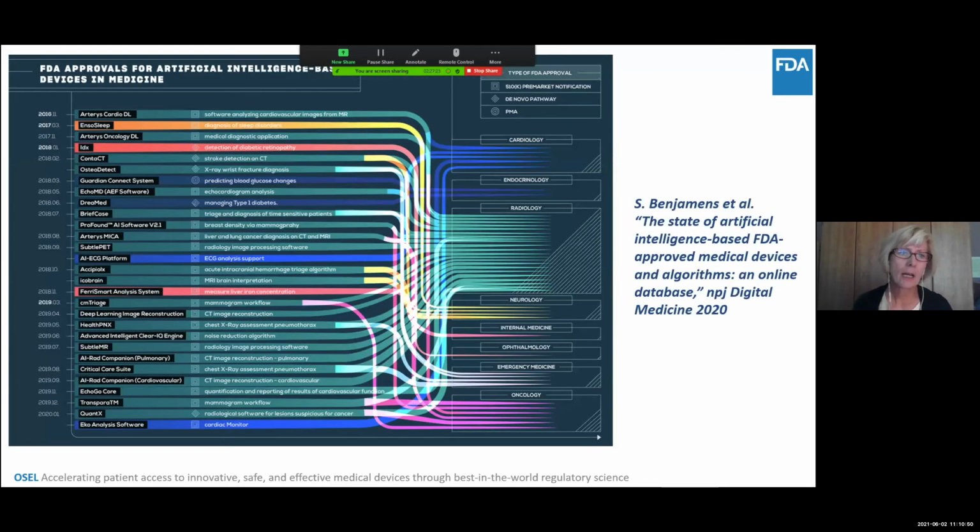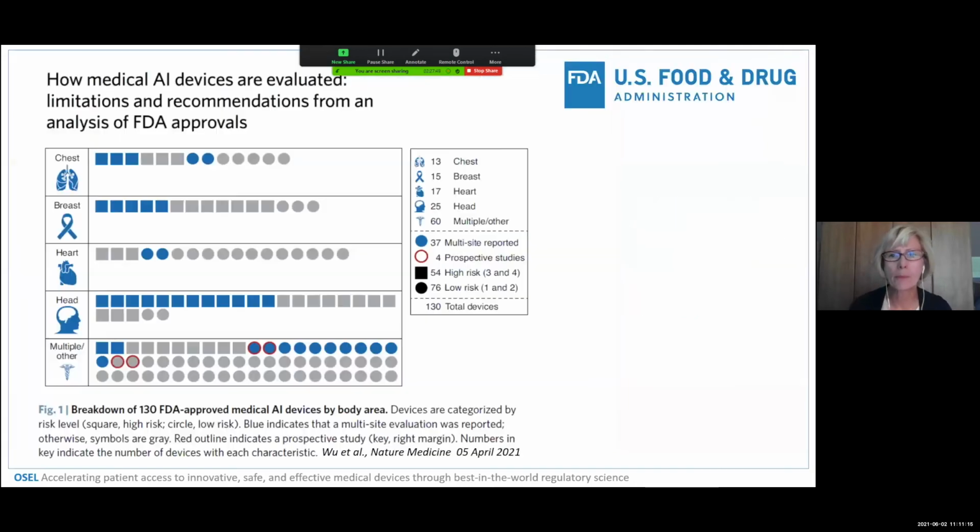So this slide is a graph that was published in 2020 that lists FDA approvals for AI-based devices in medicine broadly. Although my talk is about imaging, I just wanted this to be present for completeness so you can see where this timeline started, and others have pointed to this timeline of about 5 years ago as well. More recently, and this was a paper that was pointed to by our last speaker, this paper on how medical AI devices are evaluated appeared in Nature Medicine just 2 months ago in April.